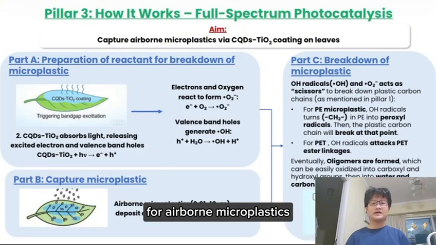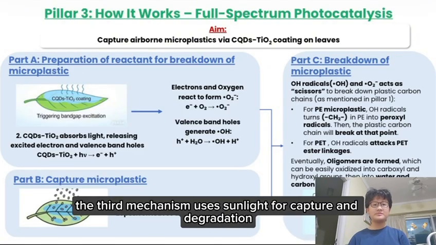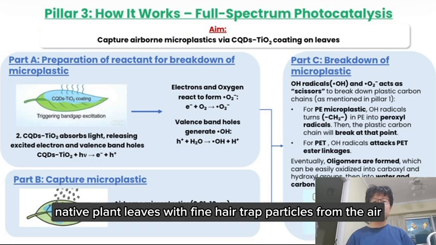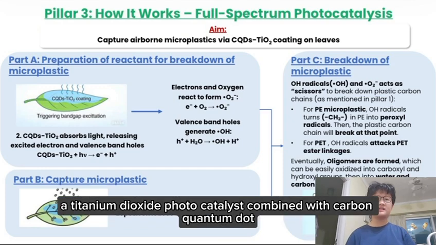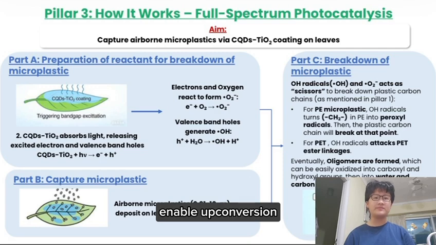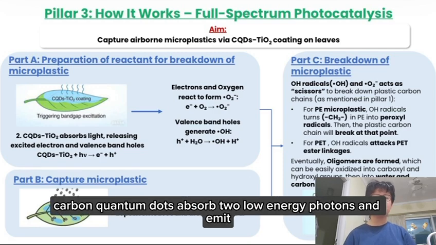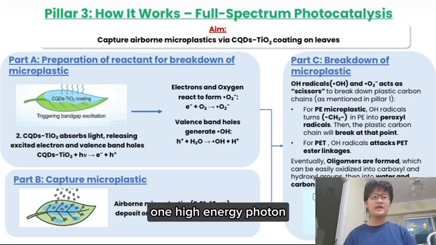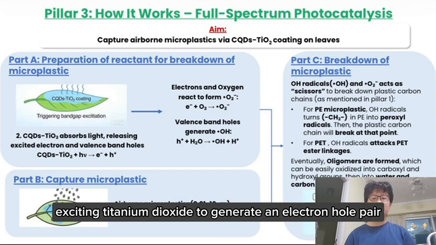For airborne microplastic, the third mechanism uses sunlight for capture and degradation. Native plant leaves with fine hairs trap particles from the air. A titanium dioxide photocatalyst combined with carbon quantum dots enables up-conversion. Carbon quantum dots absorb 2 low-energy photons and emit 1 high-energy photon, exciting titanium dioxide to generate an electron-hole pair.